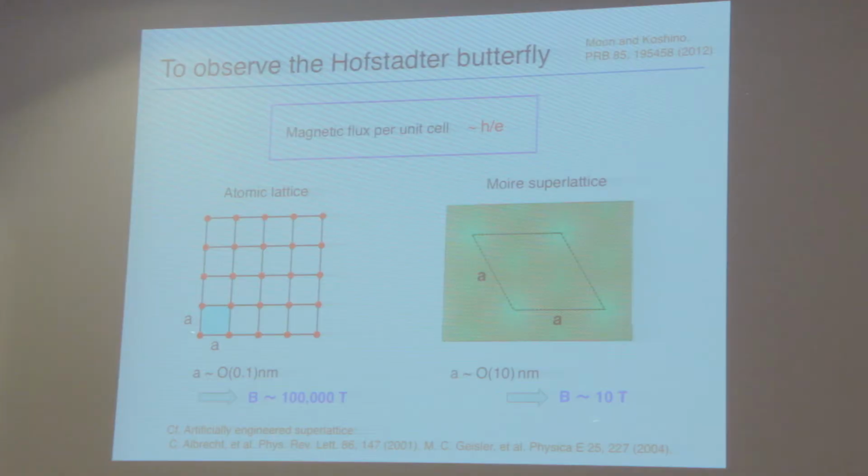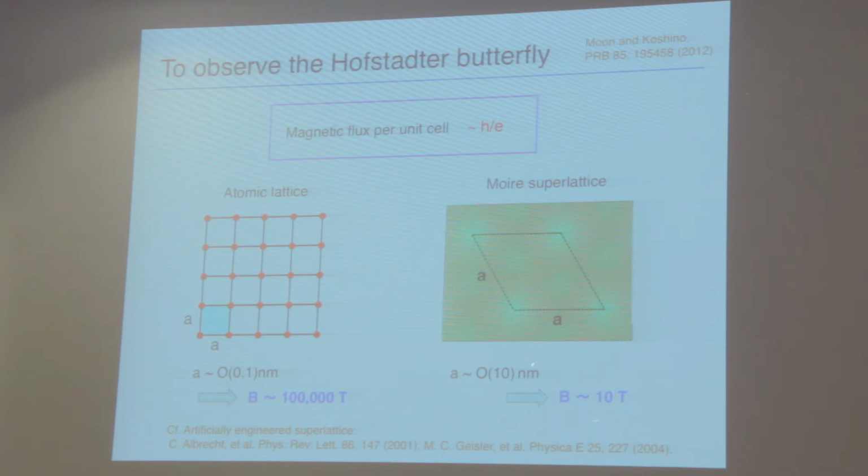So as I said, if you use the atomic lattice, required fields are like this. But now this scale is on the order of 10 nanometers. It's much bigger, 100 times bigger than this. Of course, this period can be however large as you like, because if your angle goes to 0, then this is just infinite.